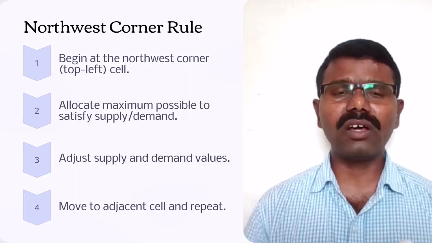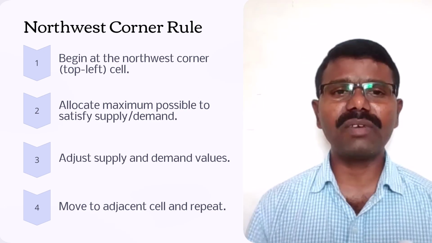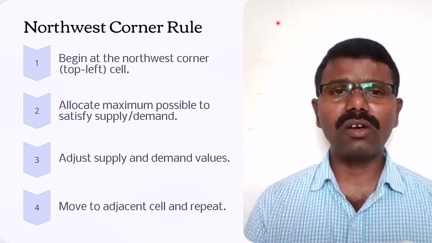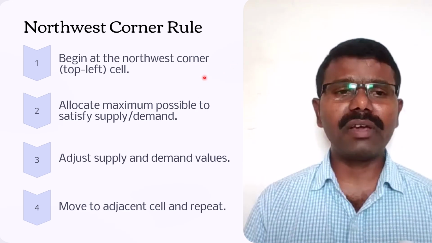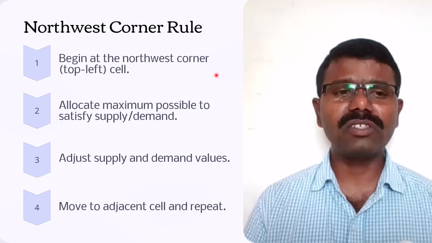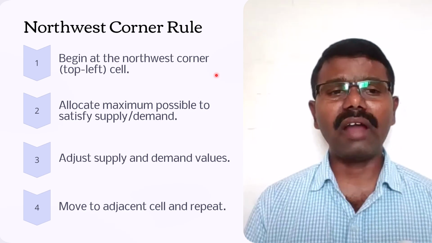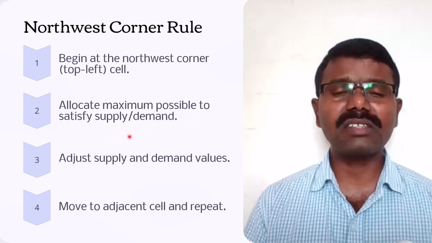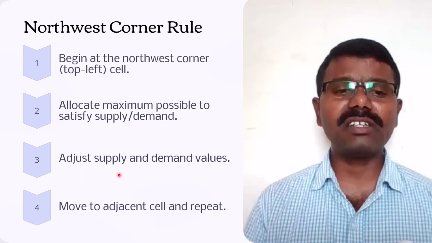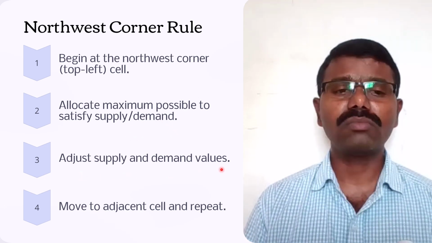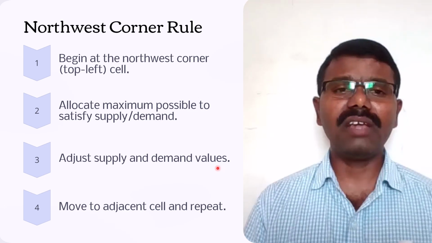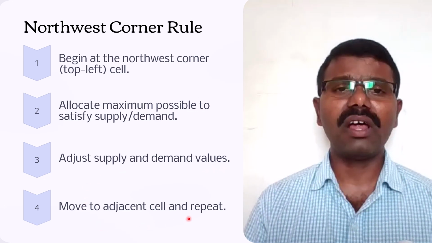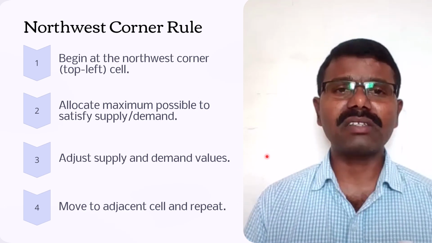We try to solve the transportation problem by northwest corner rule method. The procedure in northwest corner rule will go like this. It begins at the northwest corner, which is the top left cell, and then allocate the maximum possible units by satisfying the supply and demand, and adjust the supply and demand values if something is allocated. Then move to the next adjacent cell and repeat this procedure until all the demands are met.